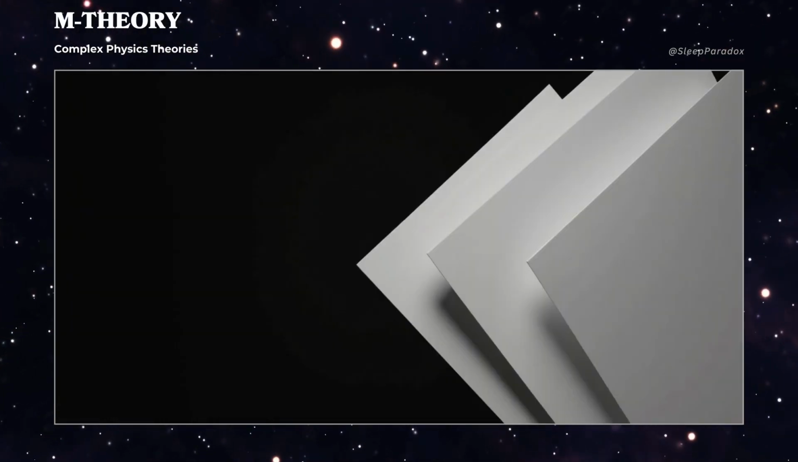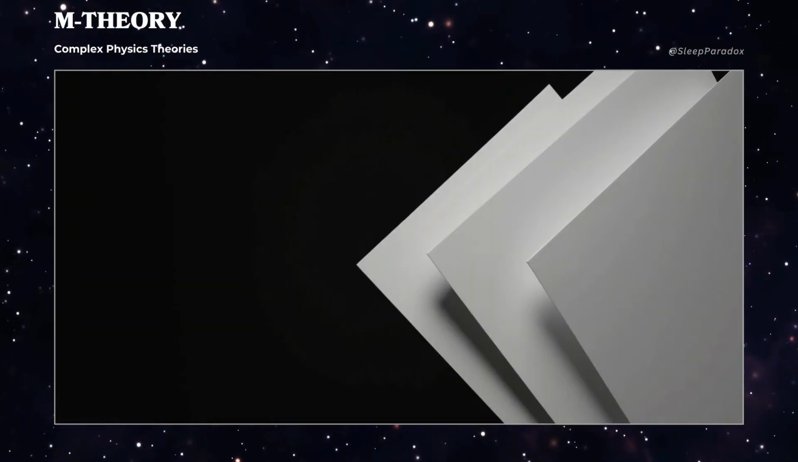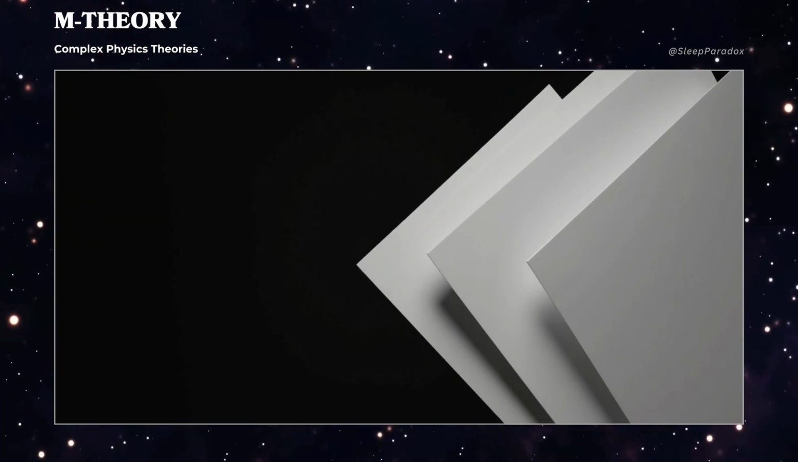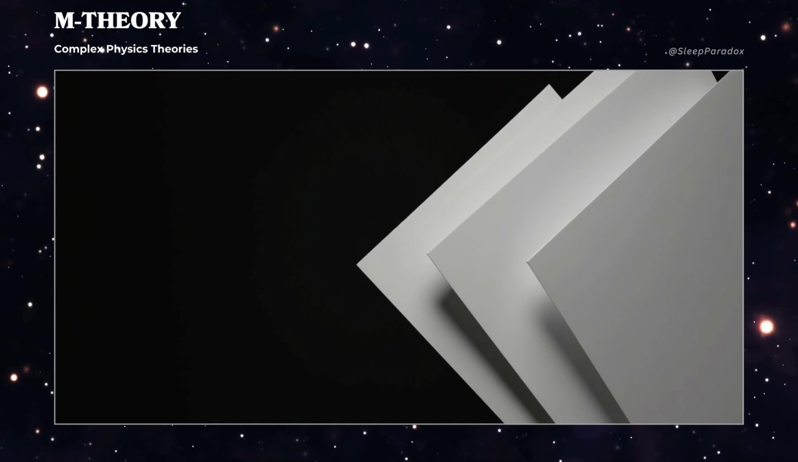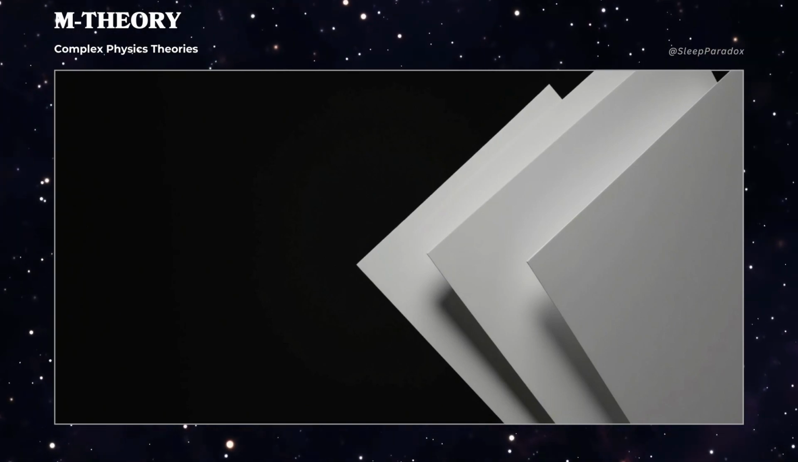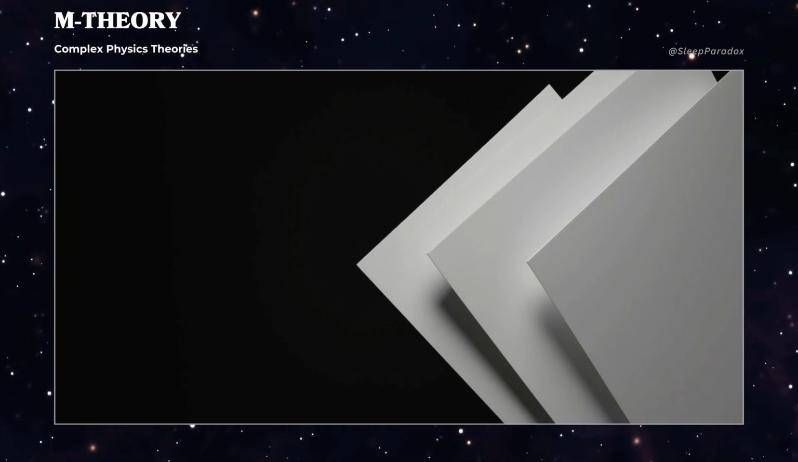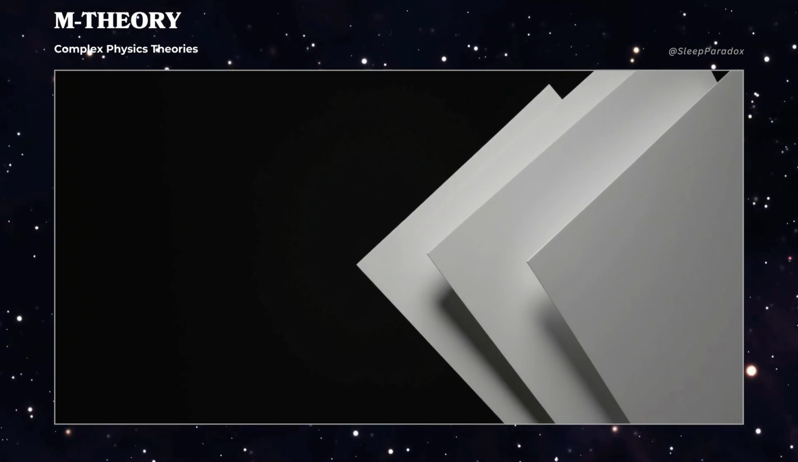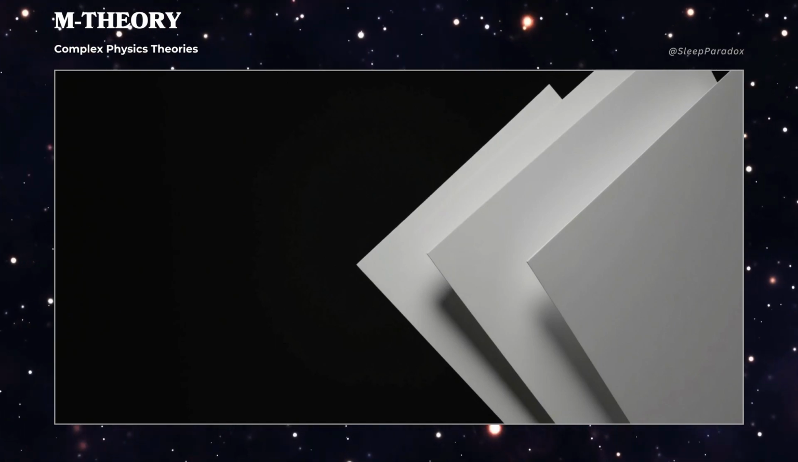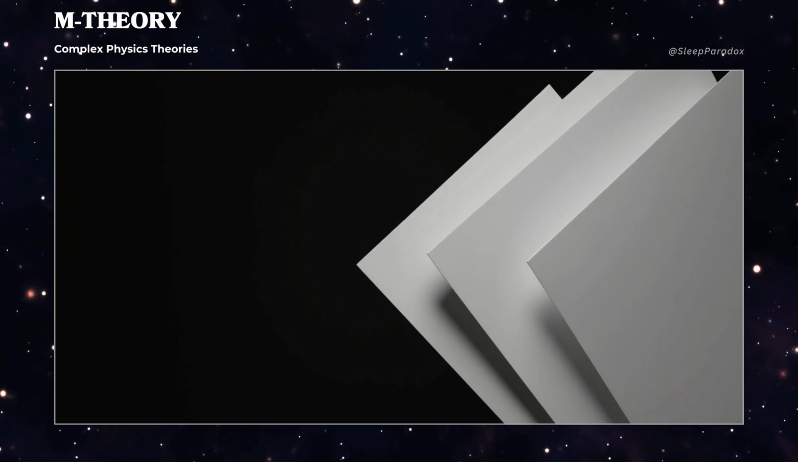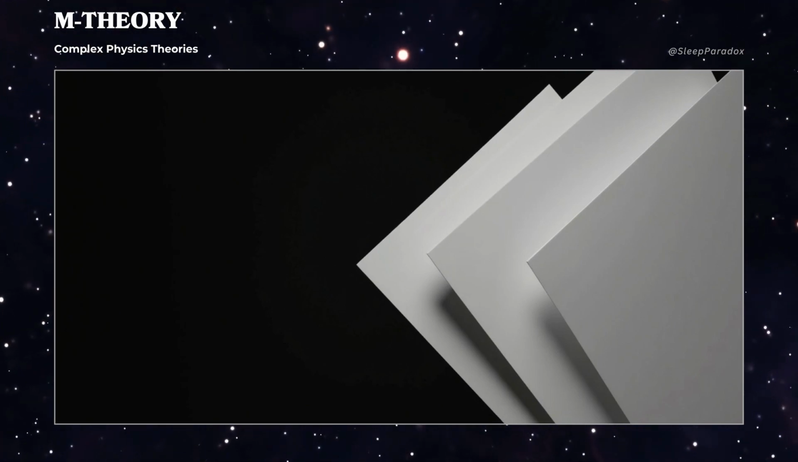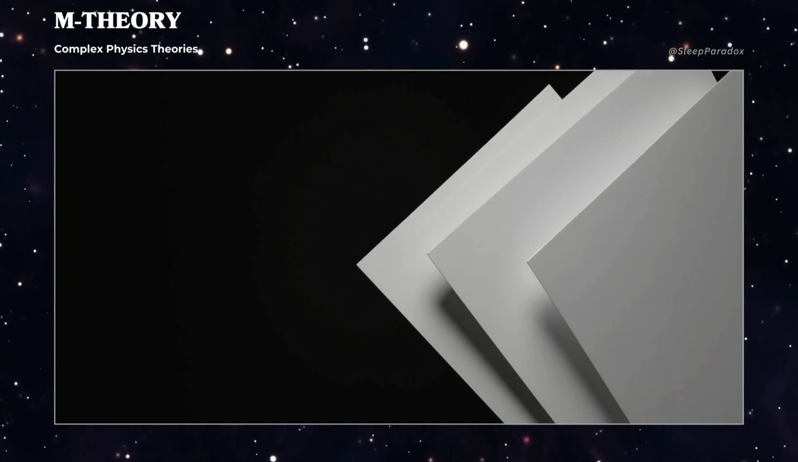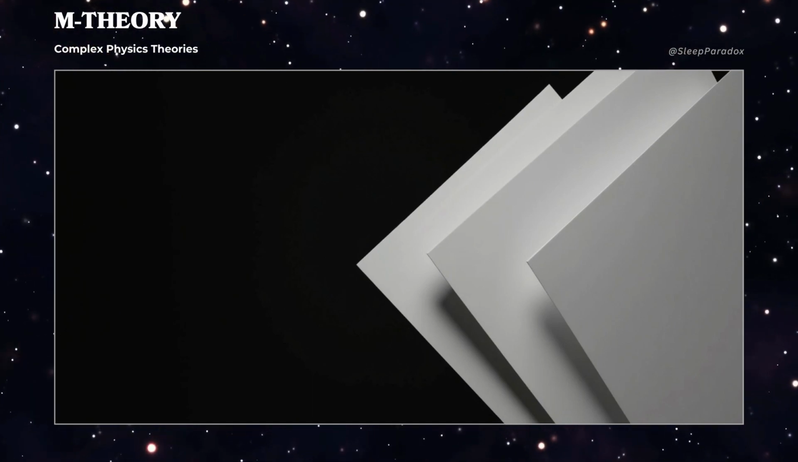M theory. M theory is one of the most ambitious ideas in theoretical physics. It aims to unify all the fundamental forces and particles in the universe into a single framework, a theory of everything. It builds on string theory, but goes a step further, proposing that our universe may have more dimensions than we can see, and that the fundamental building blocks of reality are not particles or even strings, but extended objects that exist in higher dimensions.